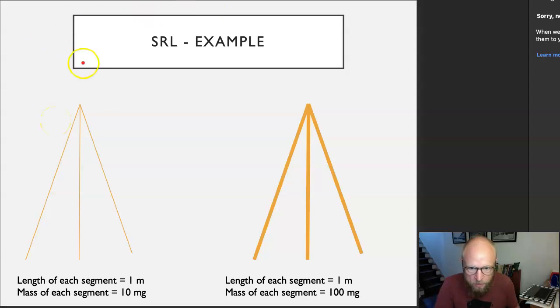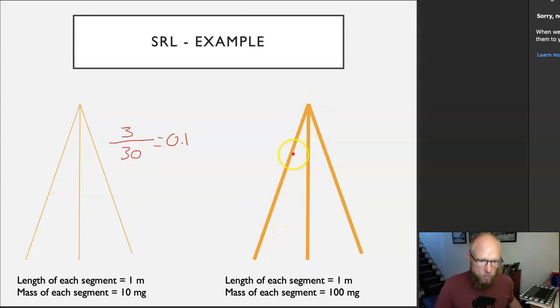For this one, we would have 3 meters, the length, divided by 30 milligrams. All right? And so we could do 3 divided by 30, and that should give us 0.1. So that would be the specific root length for this one.